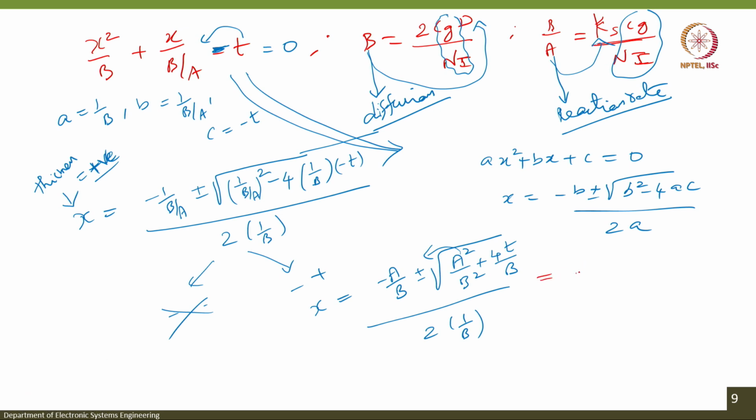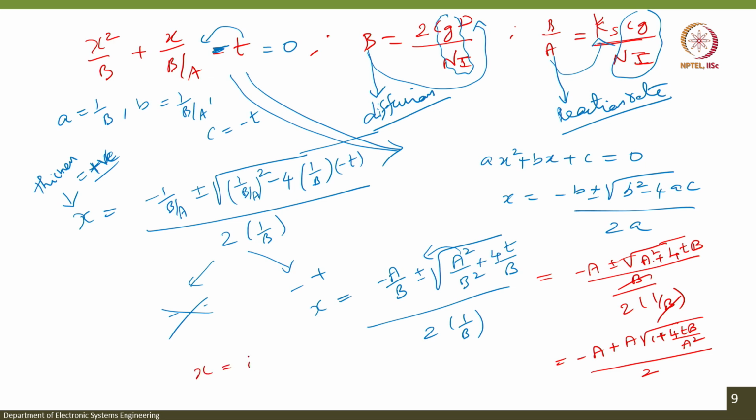Now, minus a plus or minus root of a square plus 4 t b, divided by b, divided by 2 into 1 over b, right. This b gets cancelled. Now, minus a plus or minus, if I take a square out, I am neglecting the minus right now, okay, we already discussed that. Minus a plus, if I take a outside, 1 plus 4 t b by a square, right, correct, by 2. So, x is equal to a by 2 into root of 1 plus 4 t b by a square, minus 1, this is the x value.